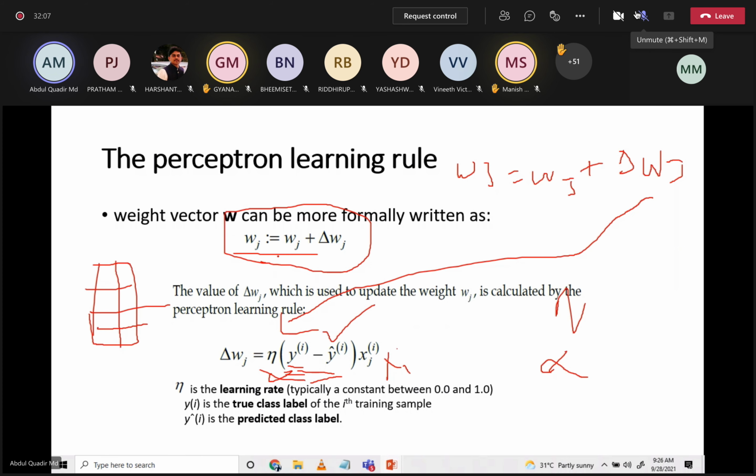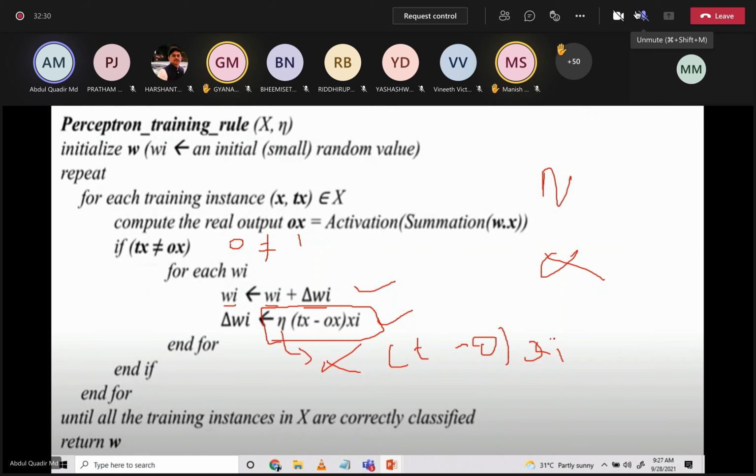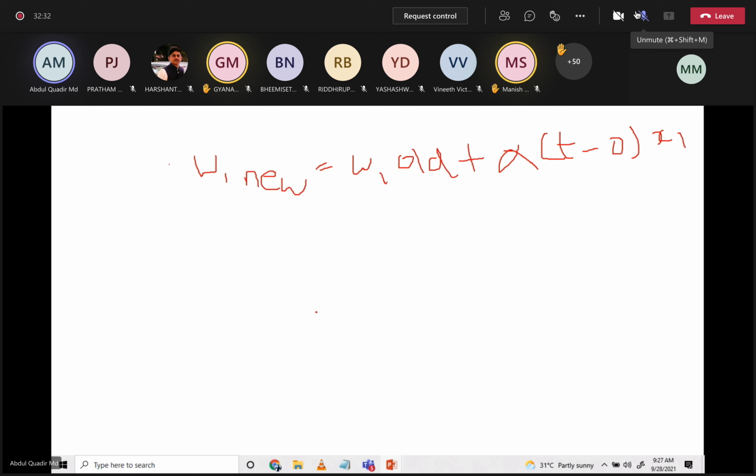So W1 new equal to W1 old plus delta Wij. Delta Wij is the learning rate. This is theta, this is alpha, both are the same. In a few books you will find this one and this one. Both are same, into target minus output into xi. That's all, students. Now we will see.